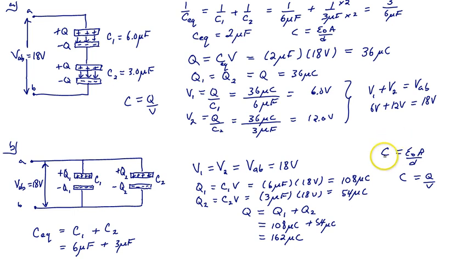Think of C equals epsilon naught A over D. If you were to keep continuing adding capacitors in parallel, you'll have a larger cross-sectional area, and therefore the total capacitance increases. And as you increase the capacitance, you get more charge. Hence, charge is proportional to the cross-sectional area, which is proportional to the capacitance.